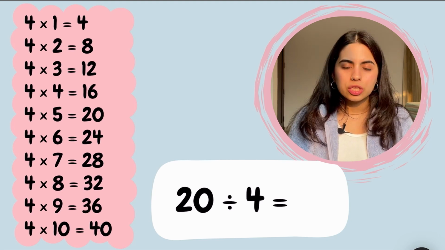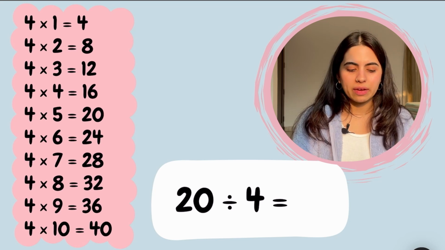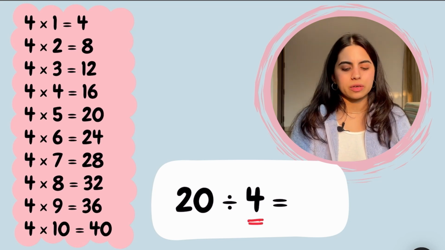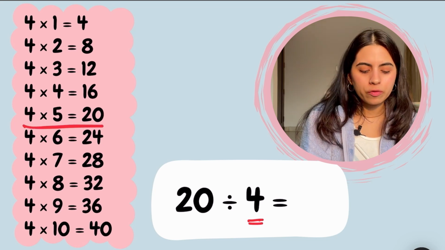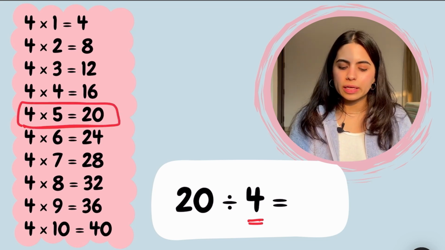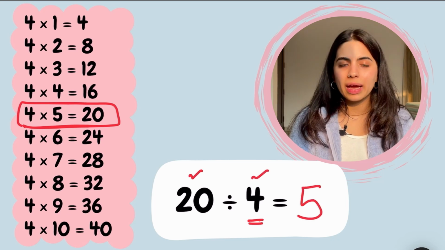So my question here is 20 divided by 4. That is why we have the times table of 4, because 4 is my divisor. Where does 20 come in the table of 4? It is right here. 4 into 5 is 20. So 4 number is here, 20 is here, and 5 will be my answer.